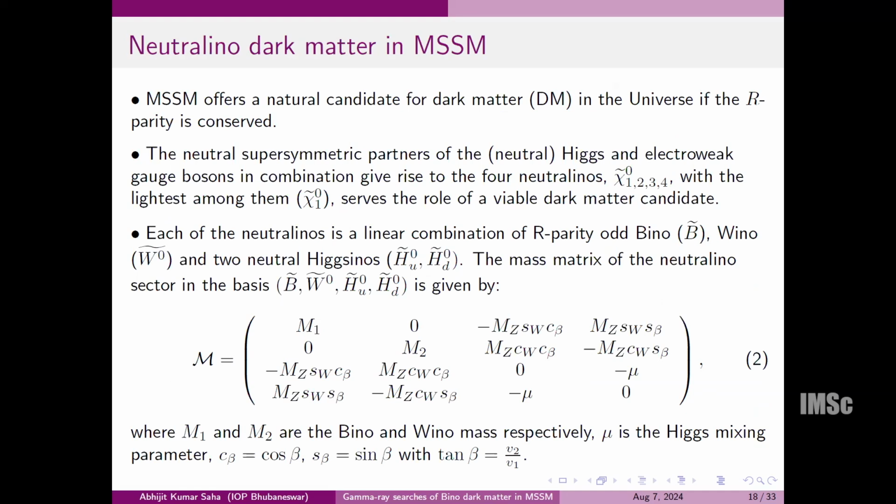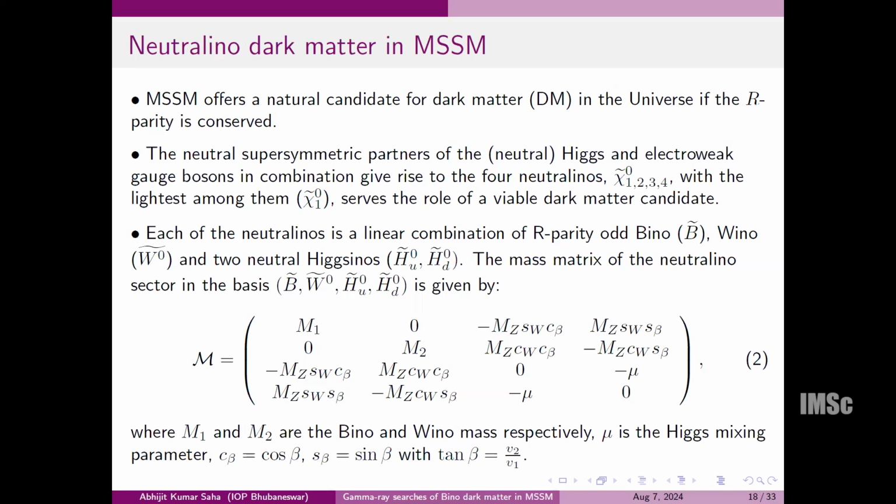MSSM stands for minimal supersymmetric standard model. So we have a standard model in MSSM. You have superpartners of all the standard model particles as well as one extra Higgs doublet. The MSSM offers a natural candidate for dark matter. The neutral supersymmetric partners of the Higgs and electroweak bosons in combination give rise to the neutralinos.